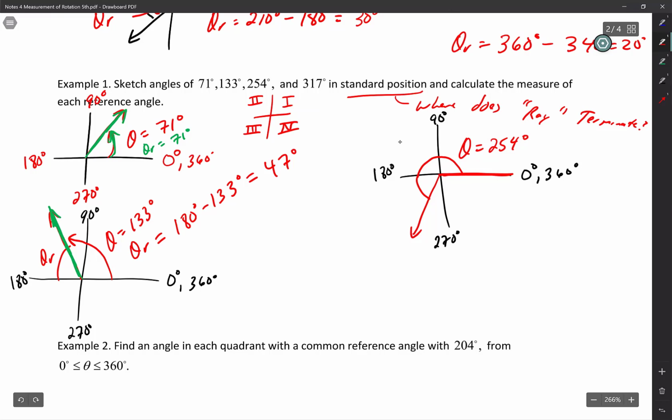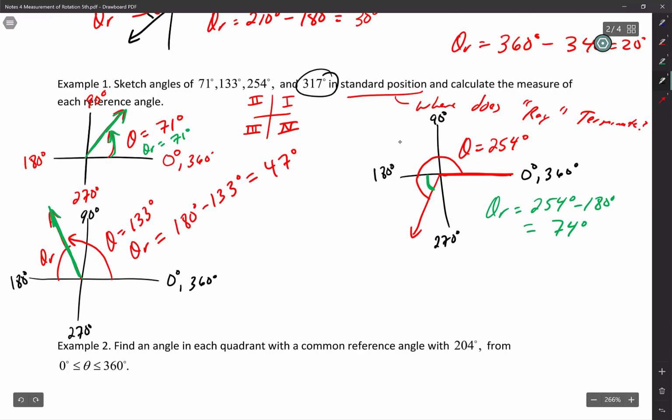I need to know the reference. It's never with the y-axis. It's always with the x. The reference is this one right there in green, guys. How do I get it? Theta r equals, I take my 254 and I subtract 180. So when I do that, I get 74 degrees. Are we okay, guys? Yes. All right, here we go.